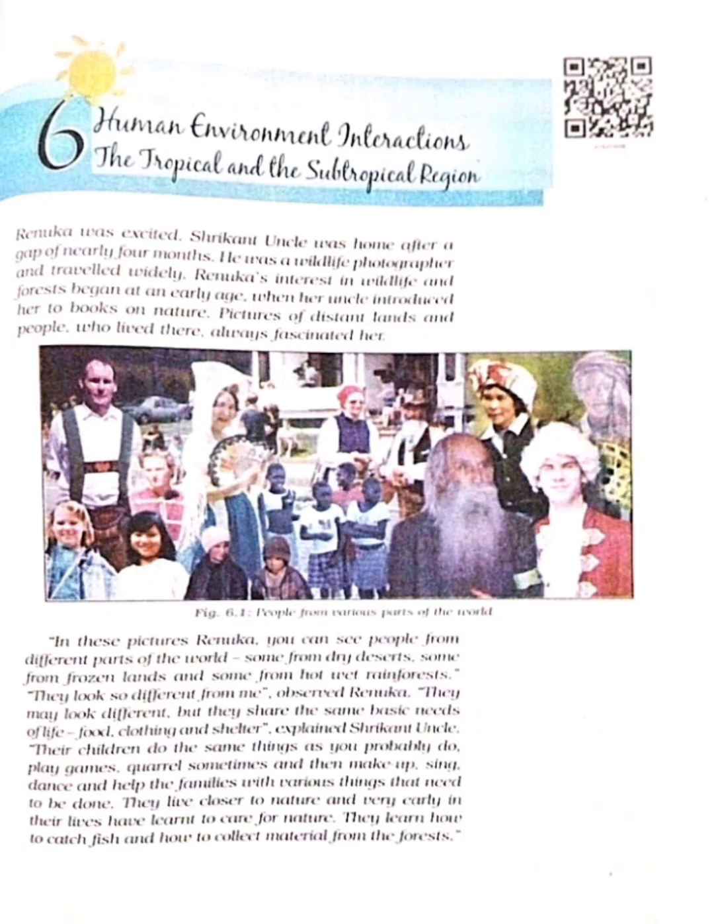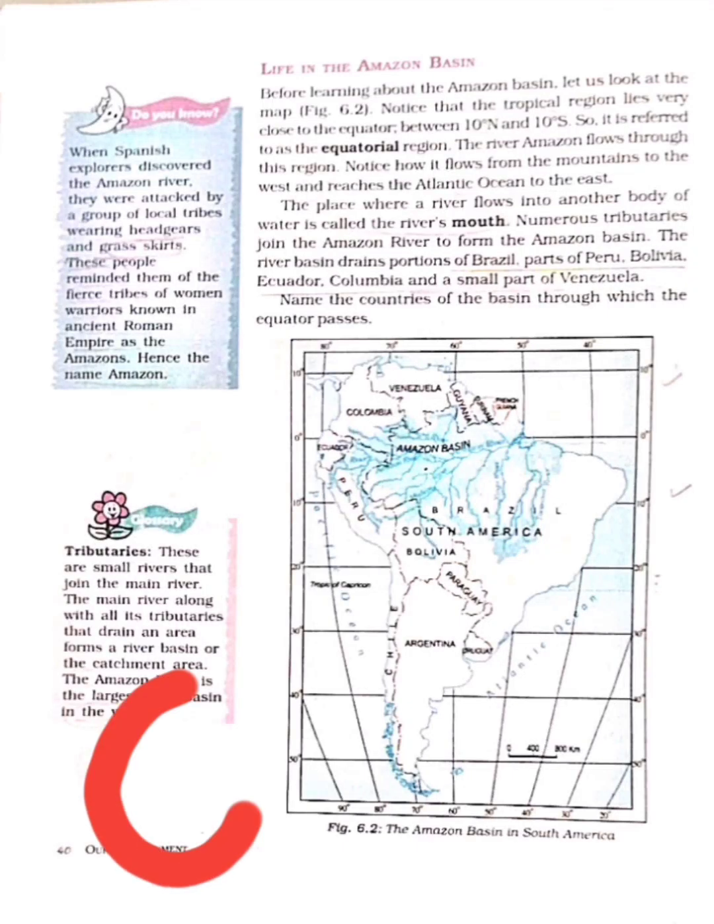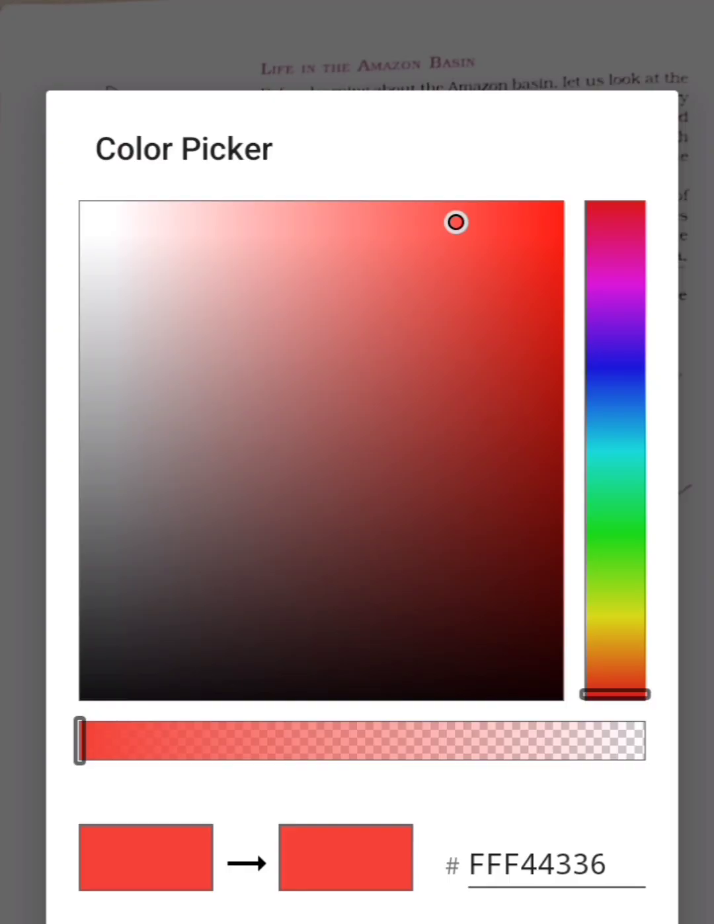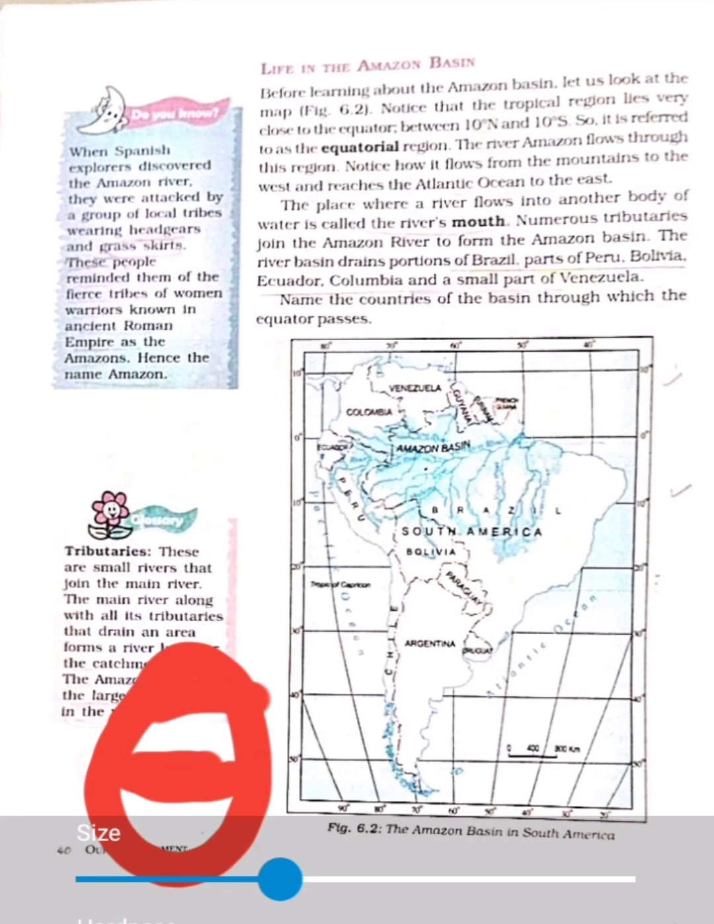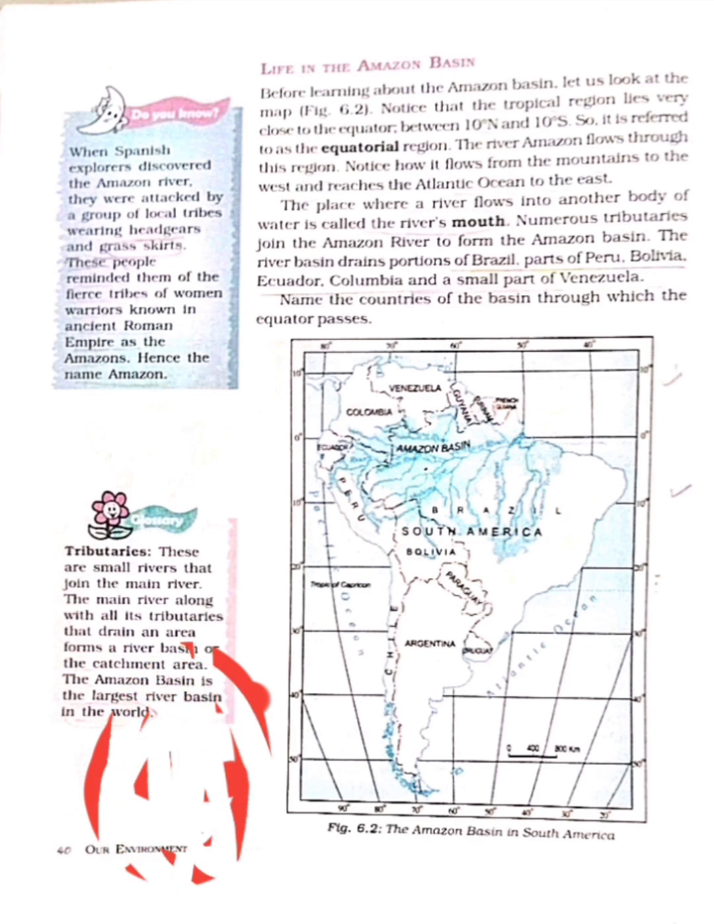You may see the equator. This is the model of the earth, and this line is called the equator. The line which passes through 23 and a half degrees north is called the Tropic of Cancer, and the one in the south is the Tropic of Capricorn. The region from the Tropic of Cancer to 60 degrees north is the subtropical region, and vice versa in the south, from 23 and a half degrees south to 60 degrees south.